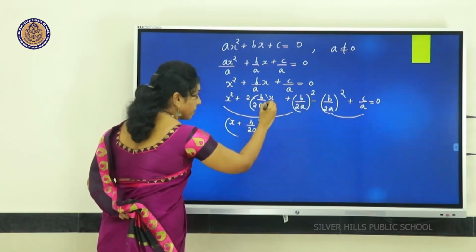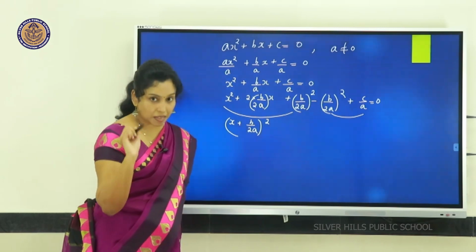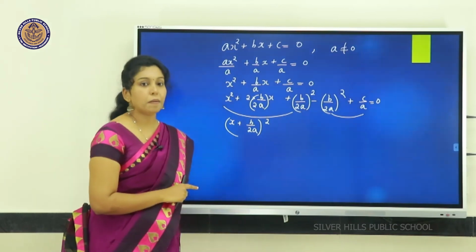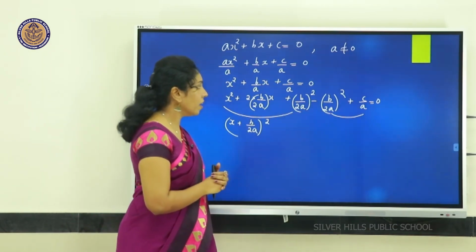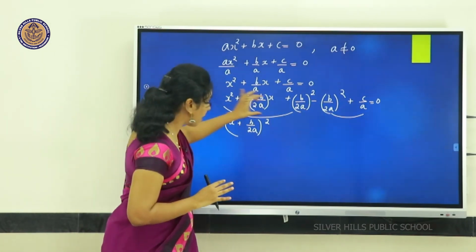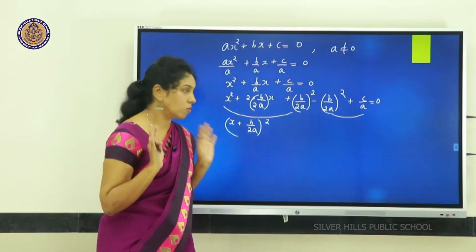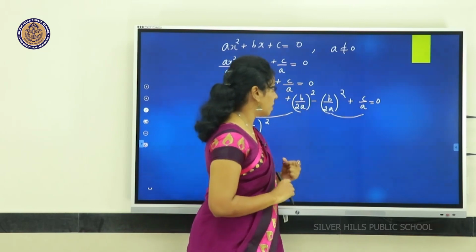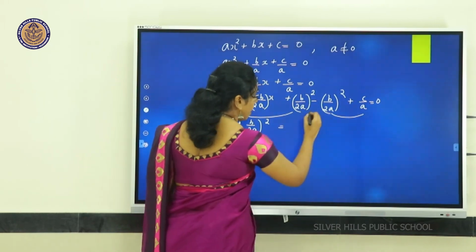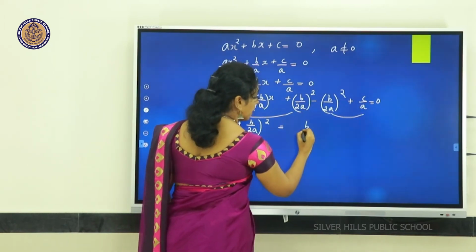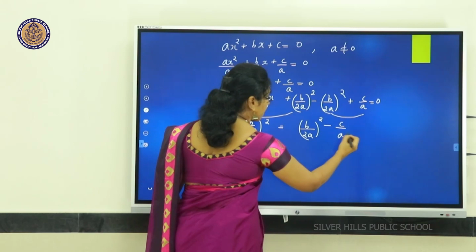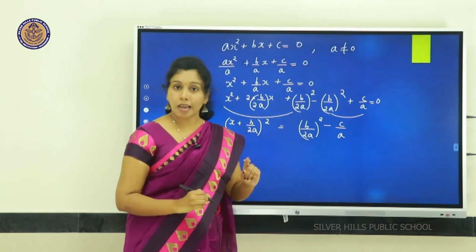So 2 into x into b by 2a. If you want, we can just combine this, b by 2a plus y square. And now what is there in the place of y? B by 2a. So I get b by 2a whole square. So this expansion, that is right. So I can write this as x plus b by 2a the whole square. Now 2 terms are remaining here. So we'll just shift it to the other side. So this is equal to, when I shift these things to the right side, I get b by 2a the whole square minus c by a. It's minus here, so when it goes to the other side, it becomes plus.